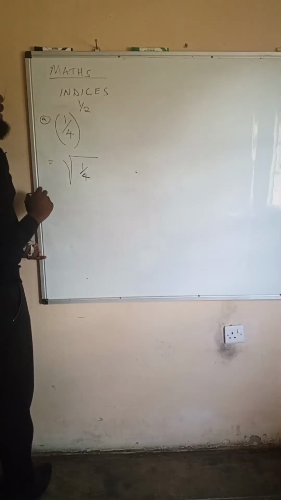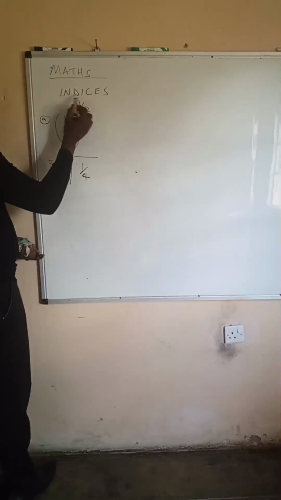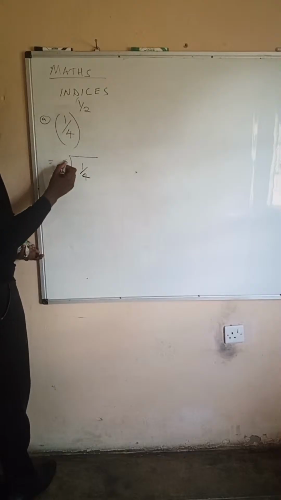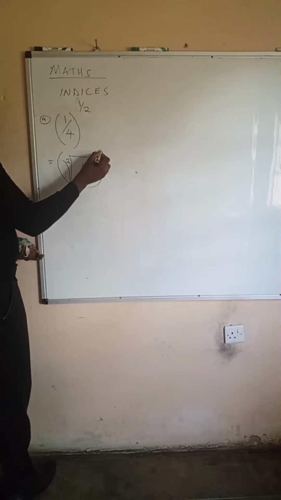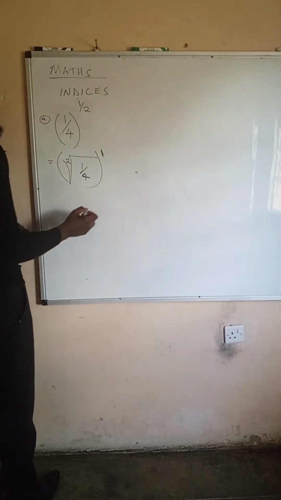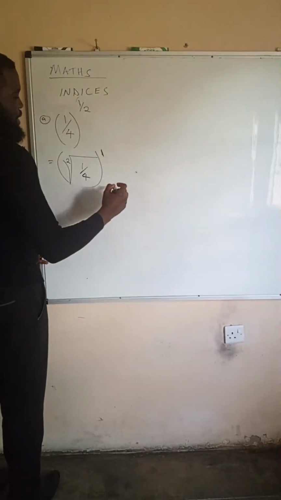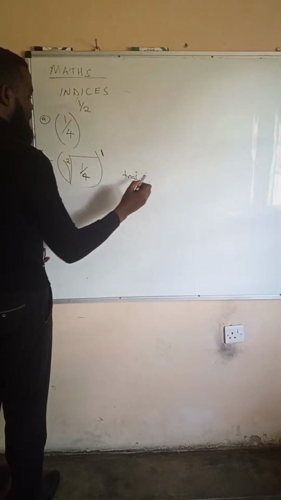What is in front of this? What in the power? What is down, 2? You bring 2 here. Then you bring brackets like this, to the power 1 on top. So to the power 1. Like that. Then you start doing your trials.